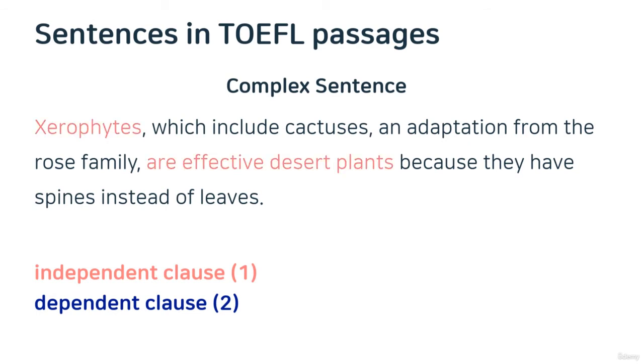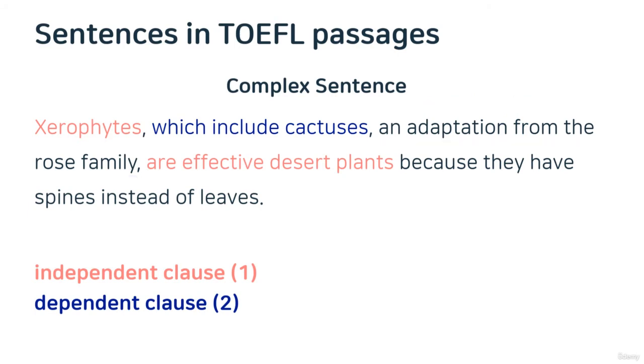First, the independent clause is xerophytes are effective desert plants, and we have a relative clause which gives more information about the noun xerophytes. Then we have a group of words that define the noun cactuses, and this is called an appositive phrase. An appositive phrase is a phrase which helps to describe a noun, and it's usually separated from the noun using commas.